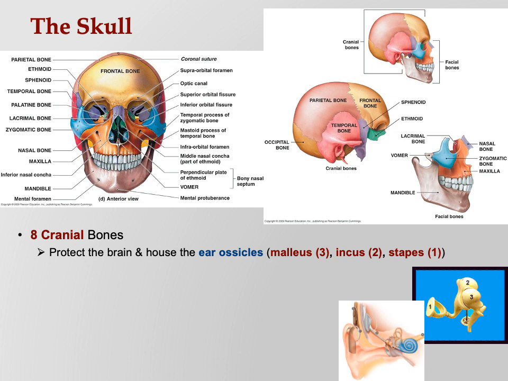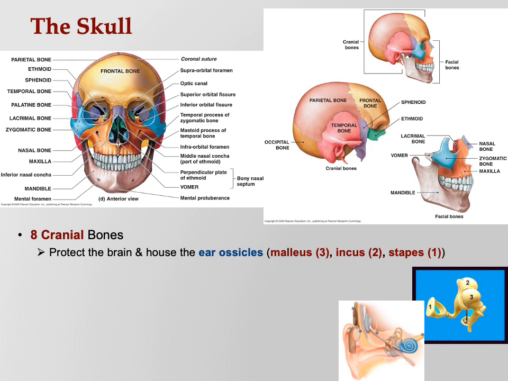Malleus, root word like mallet, means like a hammer. Incus, root word, means the anvil. Like the old blacksmiths would pound the horseshoe, they would use the hammer. They would put the horseshoe on top of the anvil and then pound it with the hammer. So the malleus pounds on the incus. And then that causes the stapes to wiggle. Stapes in Latin means the stirrup.